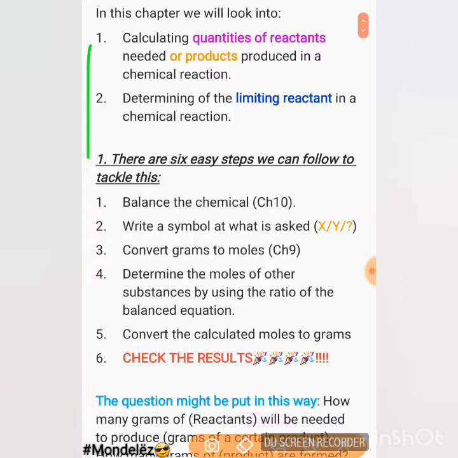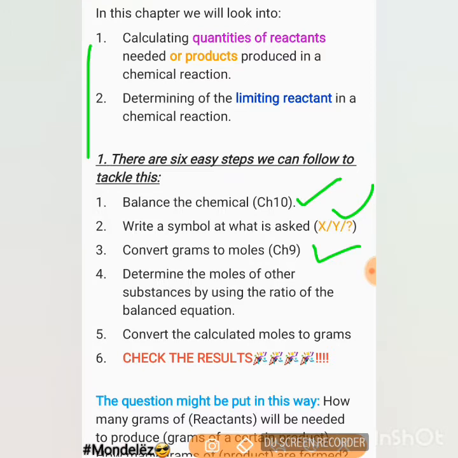For the first one, we're looking into 6 easy steps that you can follow to tackle this. The first one is you have to balance the equation, the one that we did in chapter 10. The second step is to write a symbol at what is asked. It can be X, Y, a question mark, whatever symbol that will not confuse you. And then the third step is to convert the grams to the moles. We did that in chapter 9.